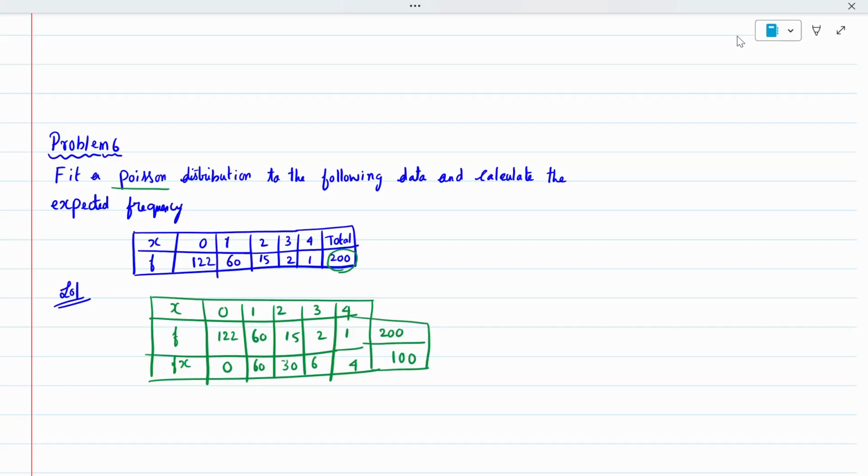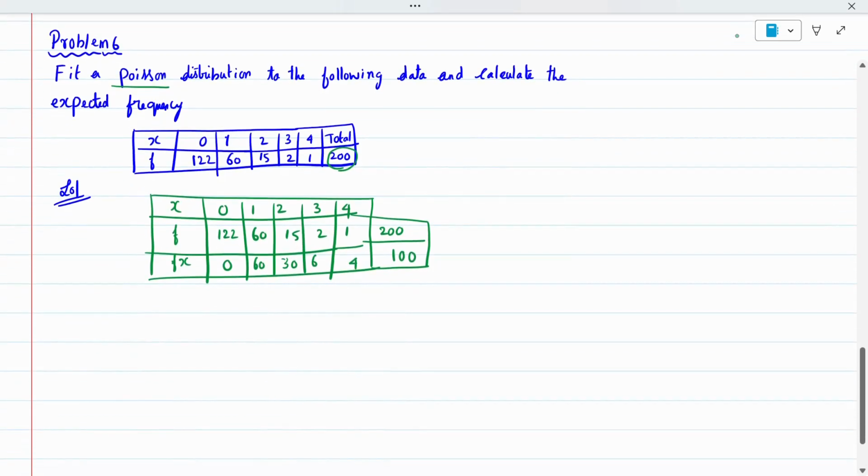So the formula for x bar is nothing but the mean. Formula for x bar is sum of fx divided by sum of frequency. Sum of fx is 100. So 100 divided by sum of f, which is nothing but 200. So when I divide it, it's nothing but 1 by 2. So x bar is 1 by 2.